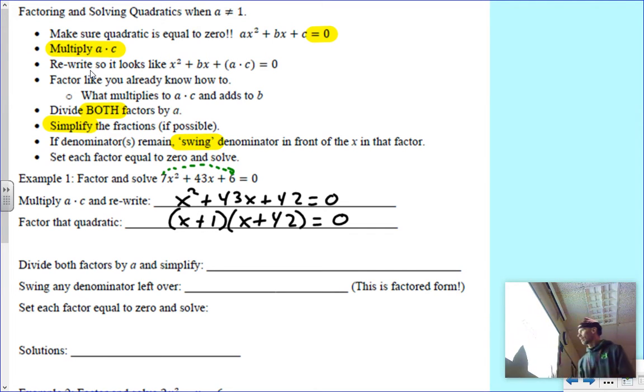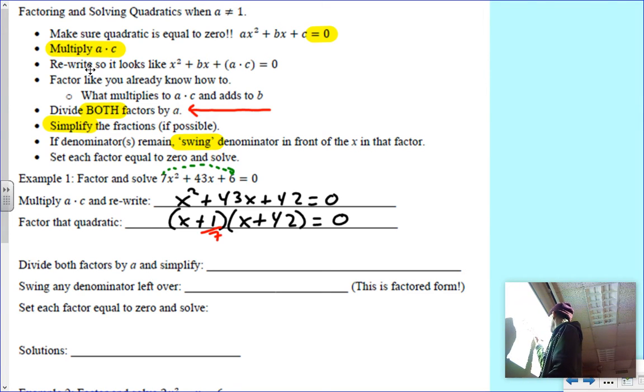So that's my factoring, but here's what you've got to remember. We cheated to be able to factor it easily. Now we have to undo the cheating, and it's this step right here that I'm drawing in red. Once we get it factored, we need to divide both of those constants by our A, so in this case, 7. So I divide both of those by 7.